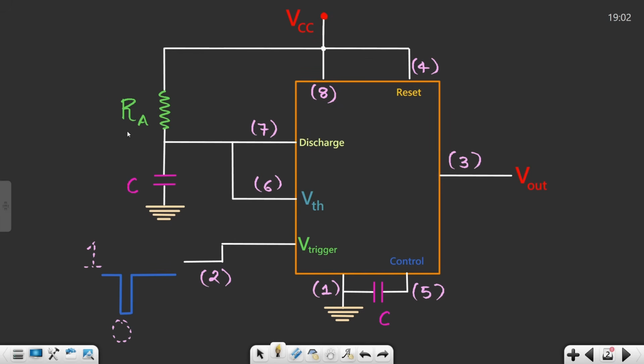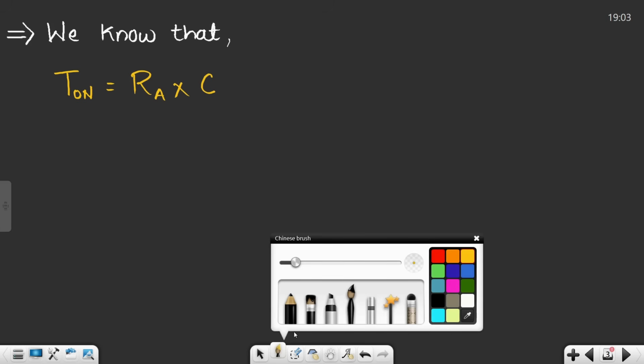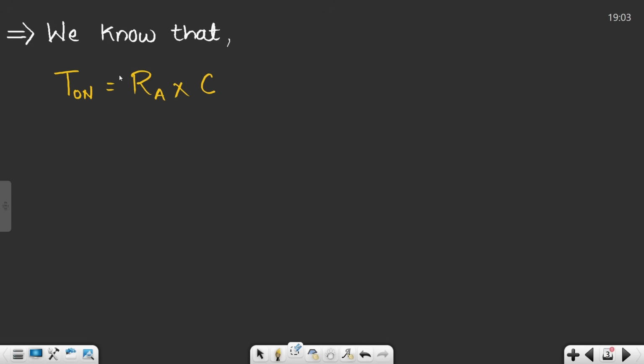I hope you are able to understand this. So we need to find out the values of RA and C. Let me erase everything over here and write it once again. Sorry, my bad. It should be 1.1 times RA and C. So T on is equal to 1.1 times RA into C.